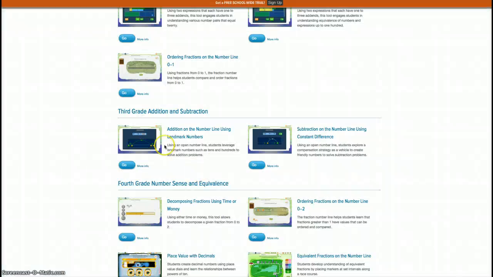Let's look at some more. Scrolling down to the 3rd grade addition and subtraction, again, be cautious of the terms here in terms of 3rd grade. This is an American standard and it is based on the Common Core curriculum. Yet I will show you how we can align it better to Canadian or Ontario standards. Let's look at subtraction on the number line using constant difference.